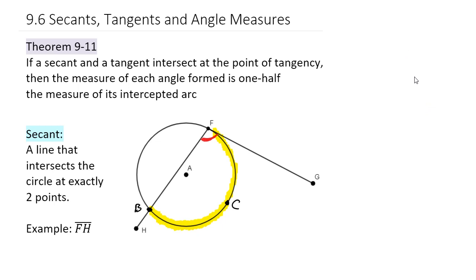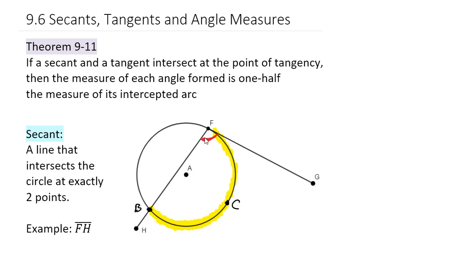Theorem 9-11 says that if a secant and a tangent intersect at the point of tangency, then the measure of each angle formed is 1/2 the measure of its intercepted arc. By secant, we mean a line or a segment that intersects a circle at exactly 2 points. So think of a chord being part of a secant.